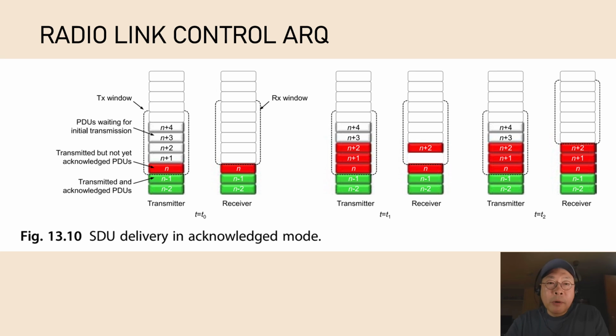Before the timer expires, the missing PDU N plus 1 arrives at time T2, allowing reassembly of the complete SDU. The window is then advanced and the timer is stopped. Duplicate PDUs such as a retransmitted N+2 are detected and discarded by the RLC. This process ensures reliable in-sequence data delivery between transmitter and receiver.